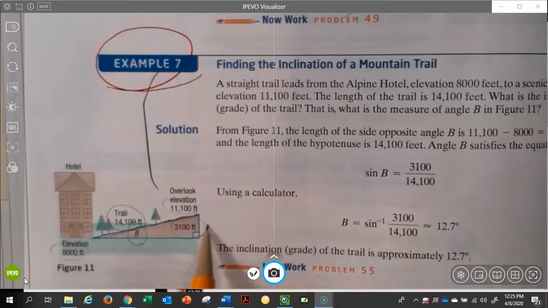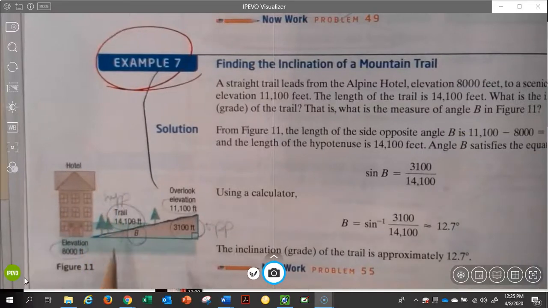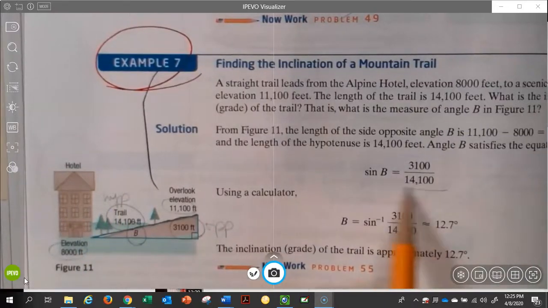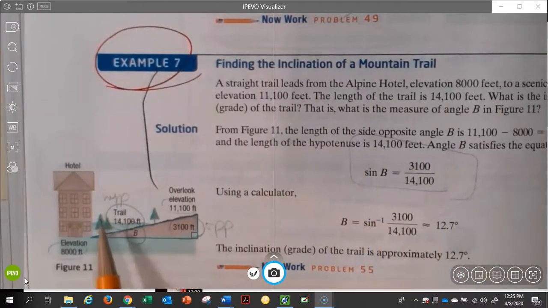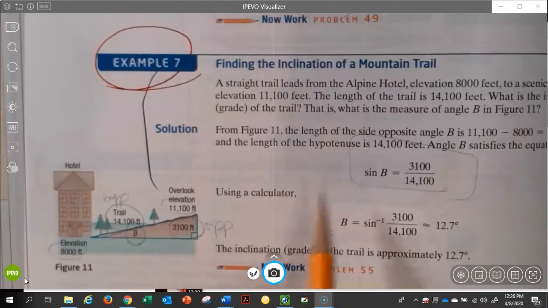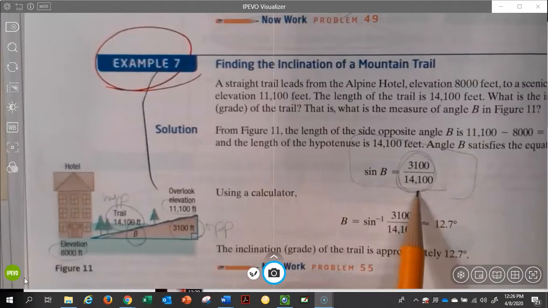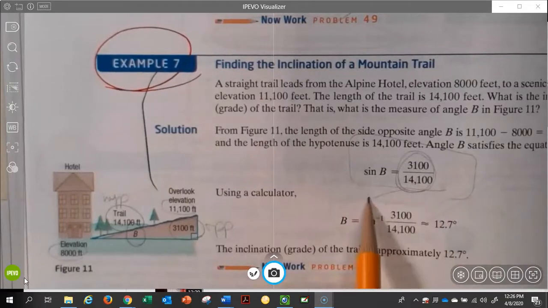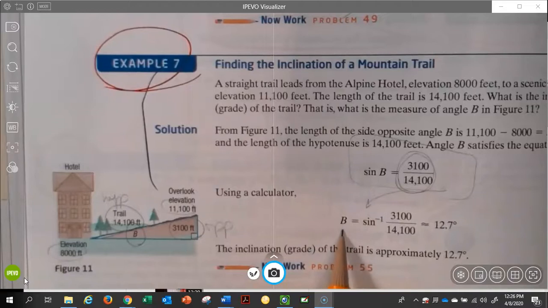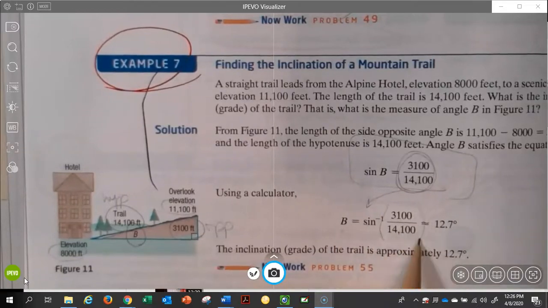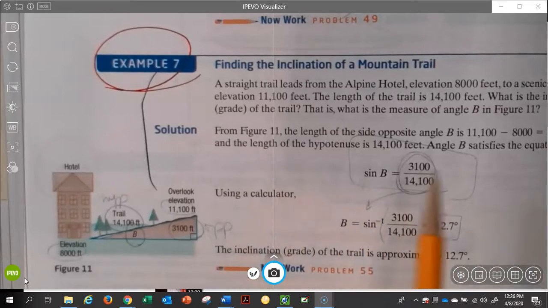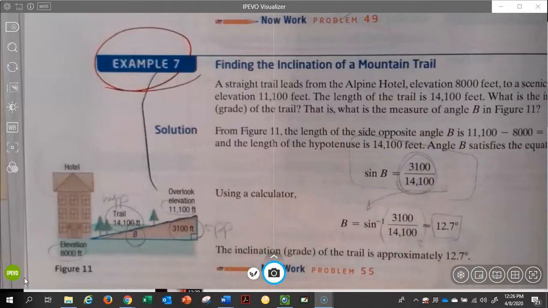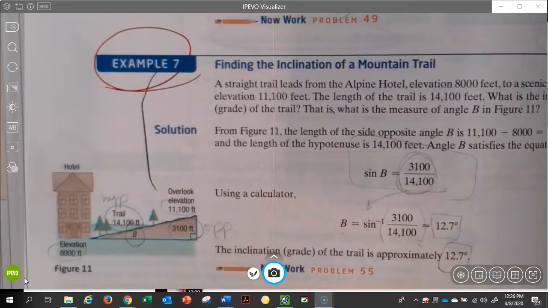So if we have an angle, we have the opposite side, and we have the hypotenuse, we know that very well as sine. And they already have it set up for us. Sine of what I don't know is my opposite 3,100 over my 14,100. And so I'm going to type this in my calculator, and then I need to do something with it. And they have rewritten it nicely that what we're really looking for is the angle B, and that means we've got to do the inverse sine of this. So I'm going to type in 3,100 divided by 14,100. I'll hit equals. I'll do inverse sine, and it's showing up about 12.7. They didn't tell us where to round to, so we're going to leave it at 12.7 degrees.